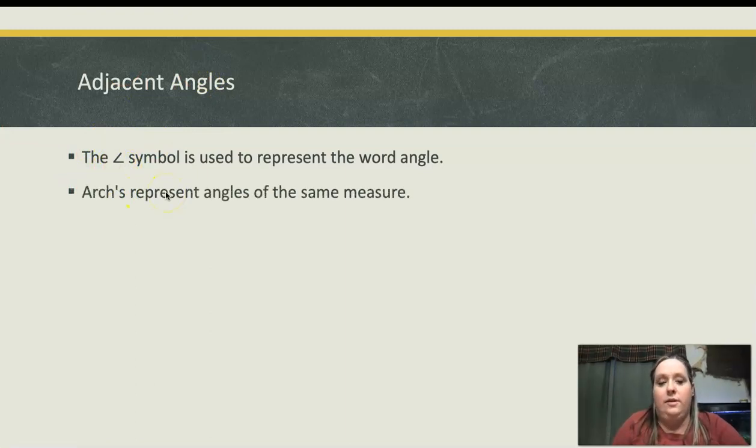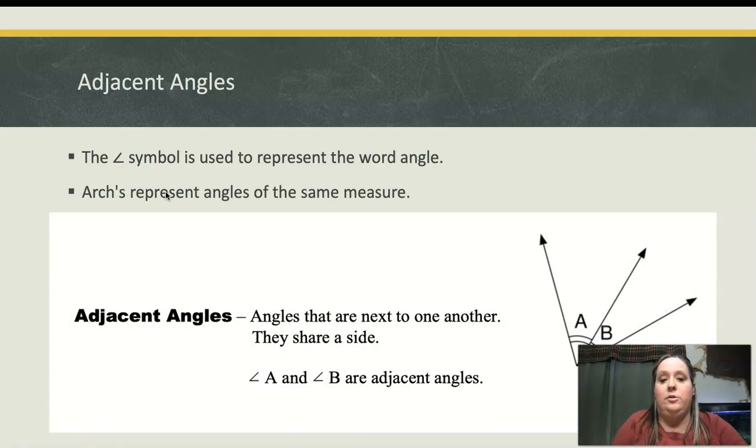If you ever see arches in angles, like on your paper, it means that the angles are the same measure. So when you have a 2 here and 1 here, that means these are not the same measure. But these are adjacent because they're next to each other and they share this side. So again, if you can't see the picture, look at your note sheet, it's on there. They share this side. So angle A and angle B, which you can name with a single letter, they are adjacent.